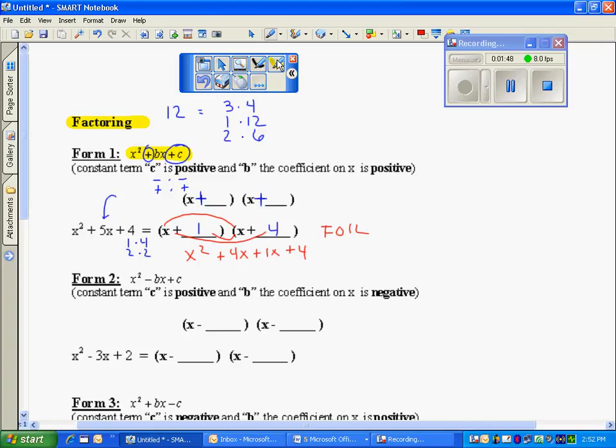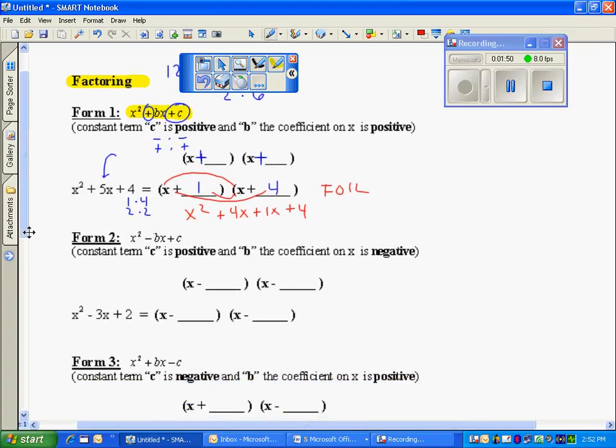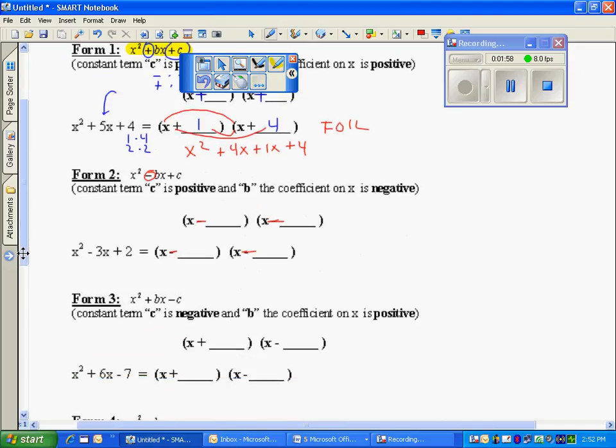The second form is similar except that the b is negative. So notice my signs in my parentheses are negative. When I take a look at the factors of 2, there's only one pair, 1 times 2. So if I put a 1 and a 2, let's see, do they together make a negative 3? Well, negative 1x and negative 2x sure does make a negative 3.